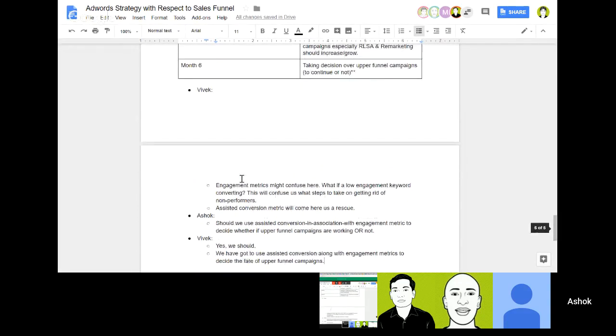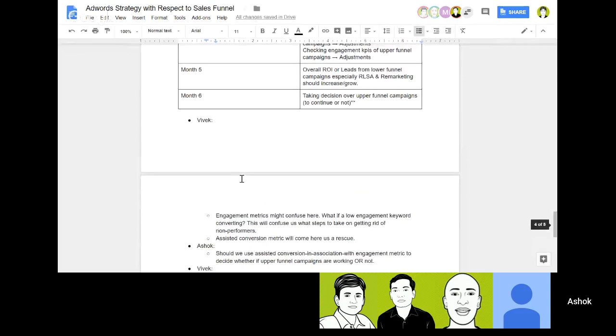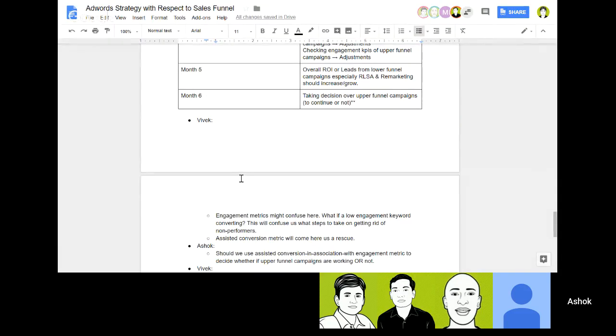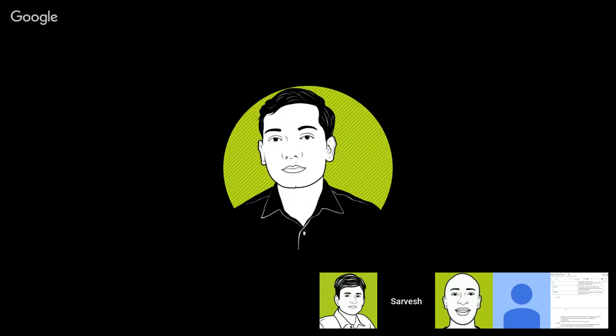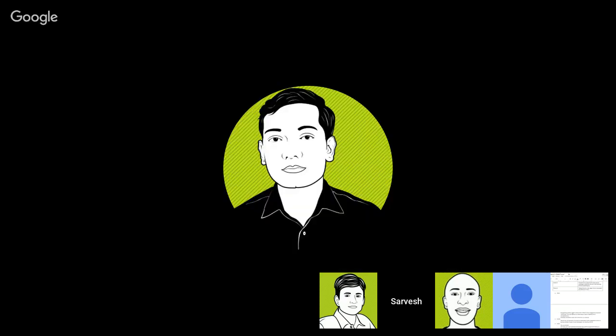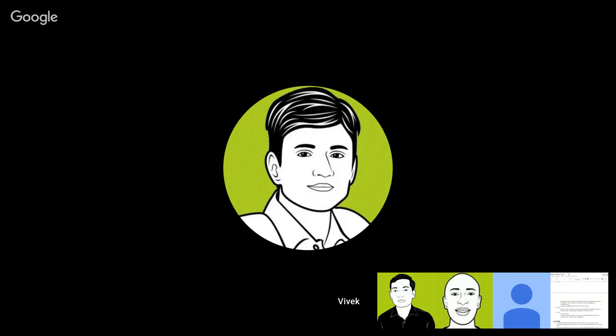In order to decide the fate of upper funnel campaigns, that means whether they are assisting us somewhere or not, we have got to check assisted conversion in Google Analytics. So here is a question. Is it possible to create a goal in Google Analytics using assisted conversions kind of criteria and import it into AdWords? Do you think that is something we can create?